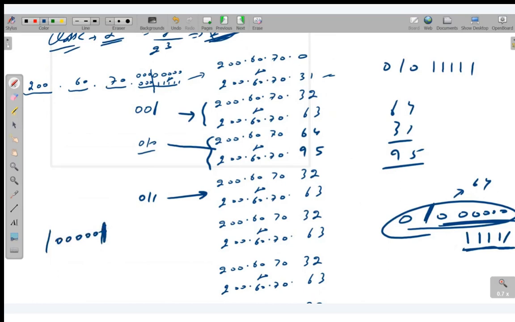If I add a 2 1, what are you adding? 64 plus 3. Yes sir. If I add another 1, 64 plus 7. So I have added 5 ones, so 64 plus 31. It's as simple as that. So 64 plus 31, that is what? 95. 95 we have written here. Yes sir. So now it's trivial.